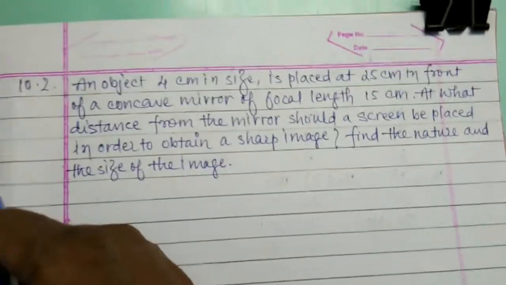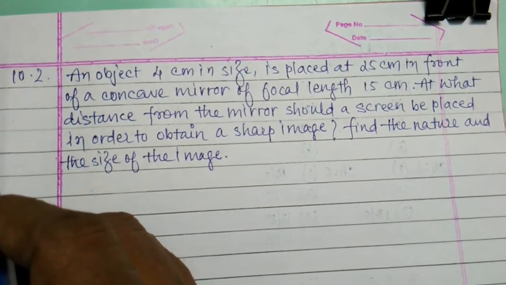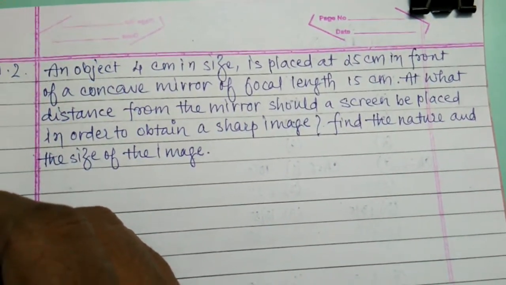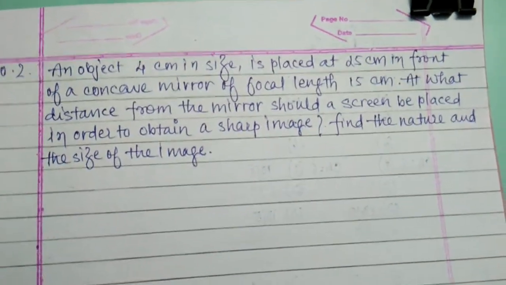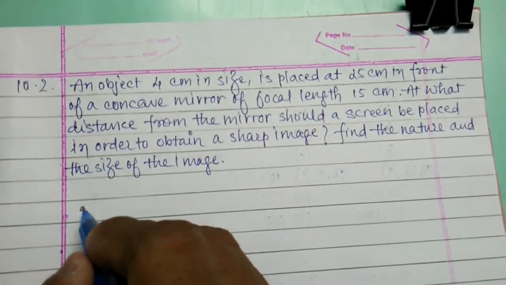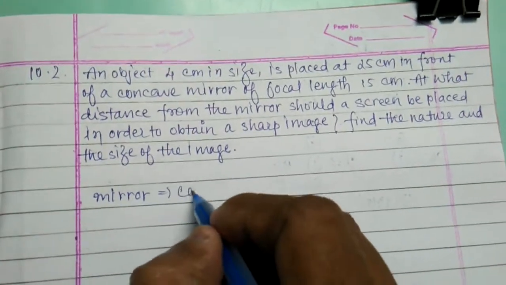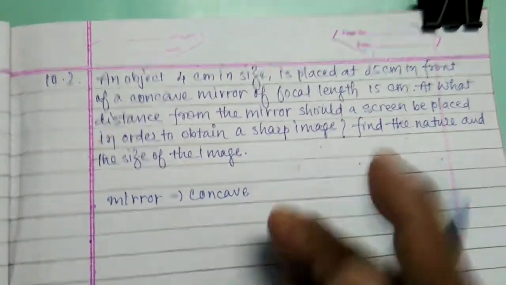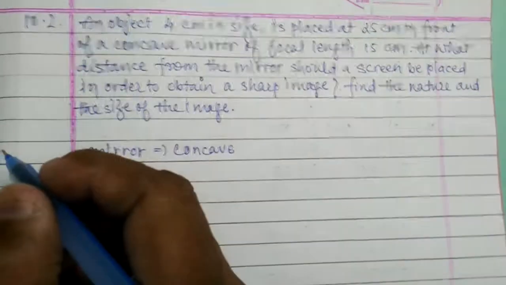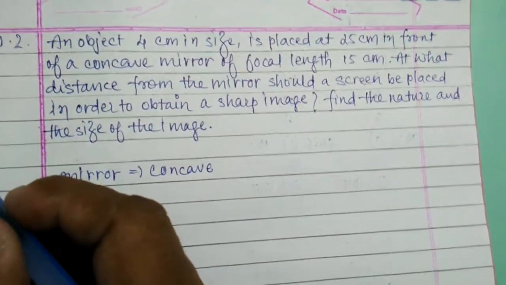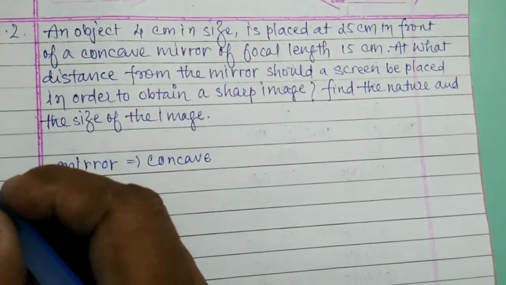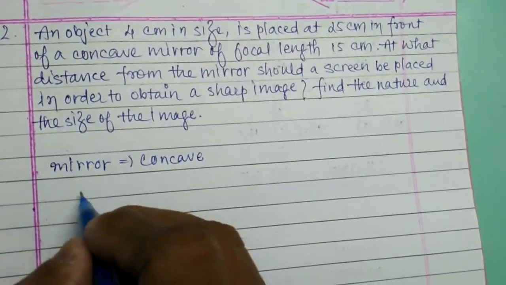Now example number 2. An object 4 cm in size is placed at 25 cm in front of a concave mirror. Here the mirror is concave. Now the focal length of 15 cm. The focal length of the mirror, that is f.